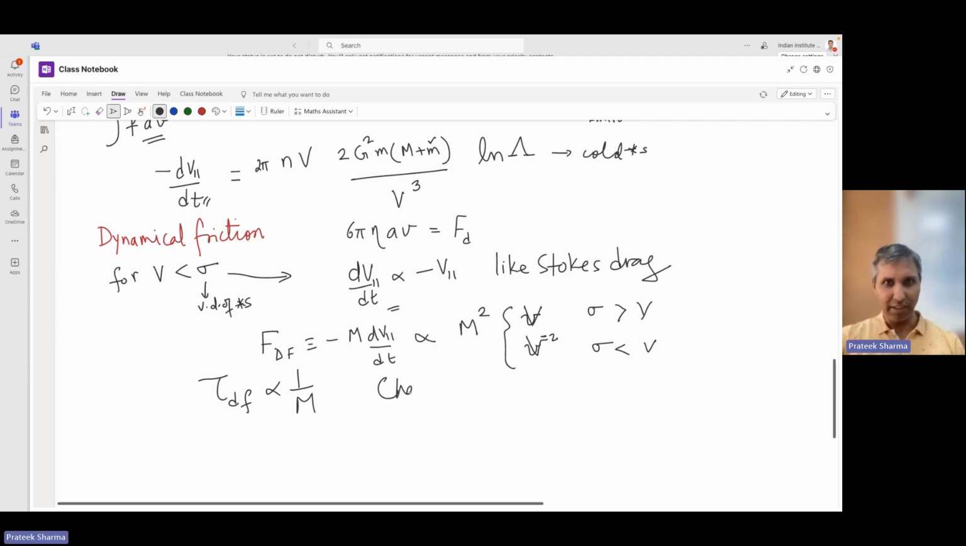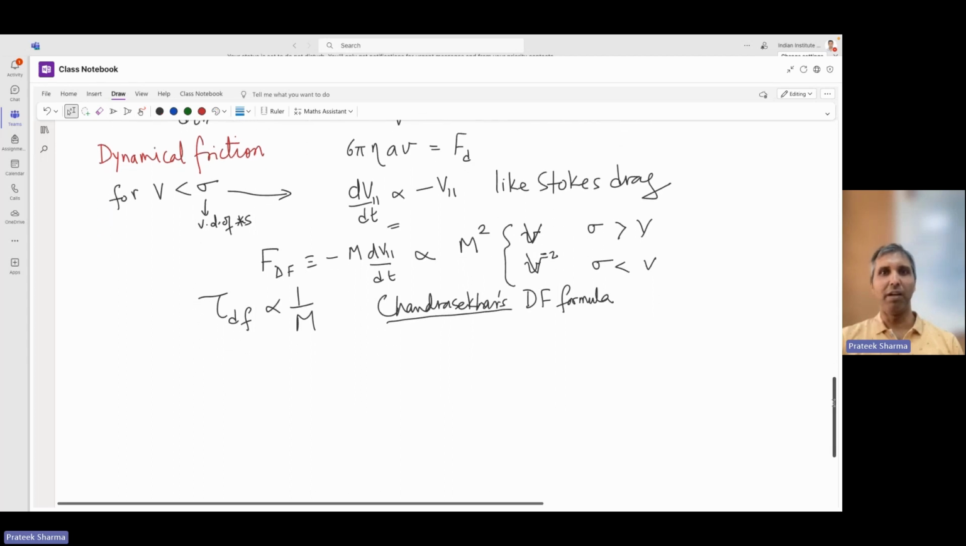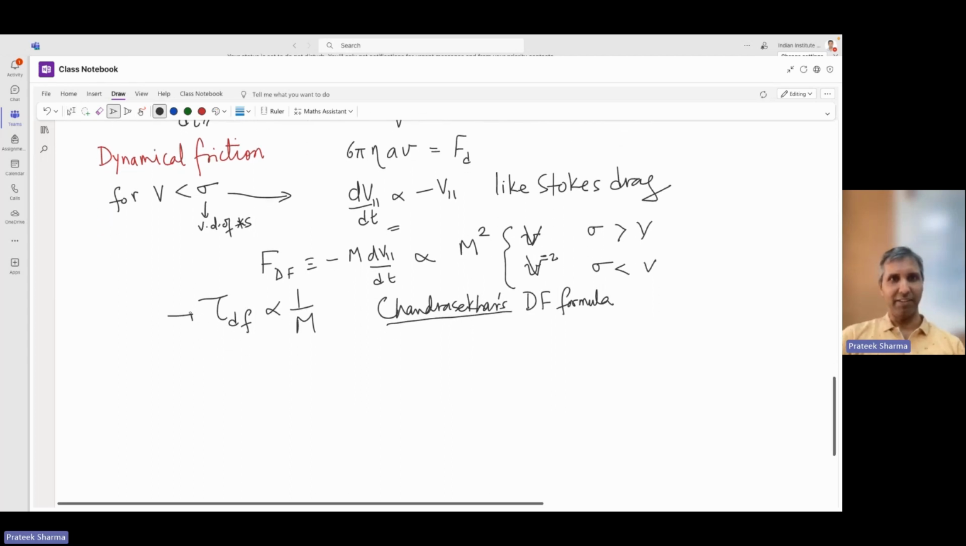Okay. So there is Chandrasekhar's famous dynamical friction formula, and that's based on velocity space integration and all that. We're not going to get into that, but this is a commonly used formula, which has this nice thing, which you should always remember.